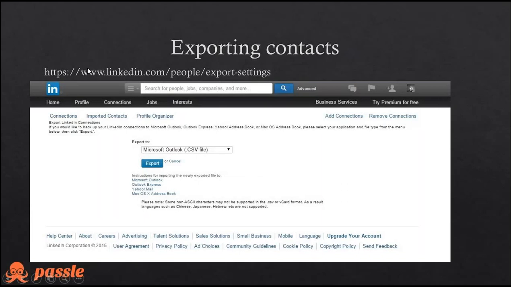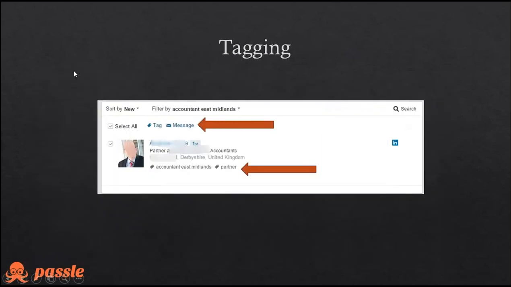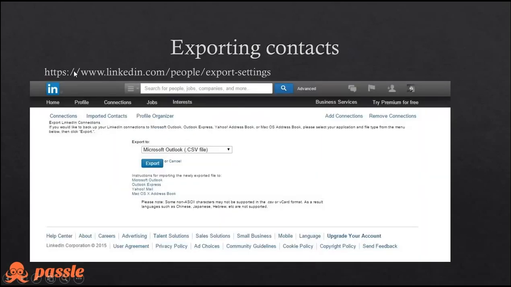So the best way to export them is to go directly to this website, linkedin.com/people/export settings. So the next thing that you should consider is tagging people.